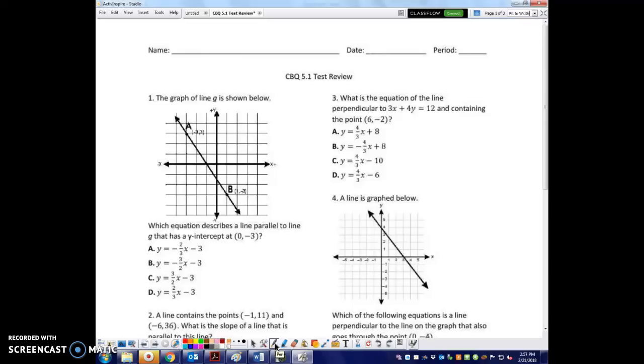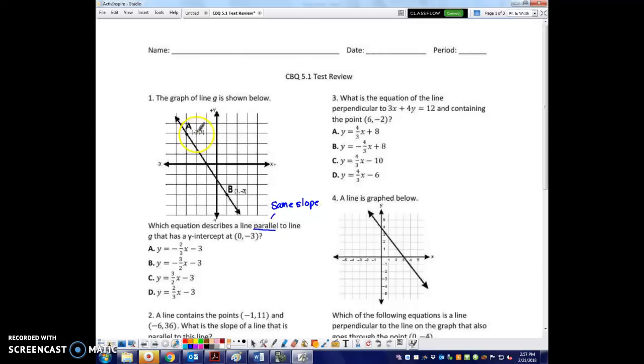the graph of the line G is shown below. Which equation describes the line parallel to the line G and has a y-intercept of (0, -3)? So this keyword parallel right here, what does that mean? What does that tell us? It's going to have the same slope. Okay, so let's find the slope of this one.